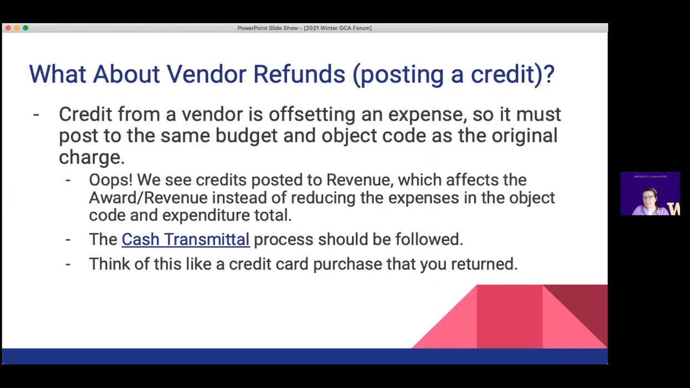And so for my own personal, I think of this like a credit card purchase. Like if I bought something and then I return that thing, I don't need my credit line increased. I need my balance reduced. And so that's kind of like how I think of this. And so sometimes that helps. And so that's why the object code is so important.